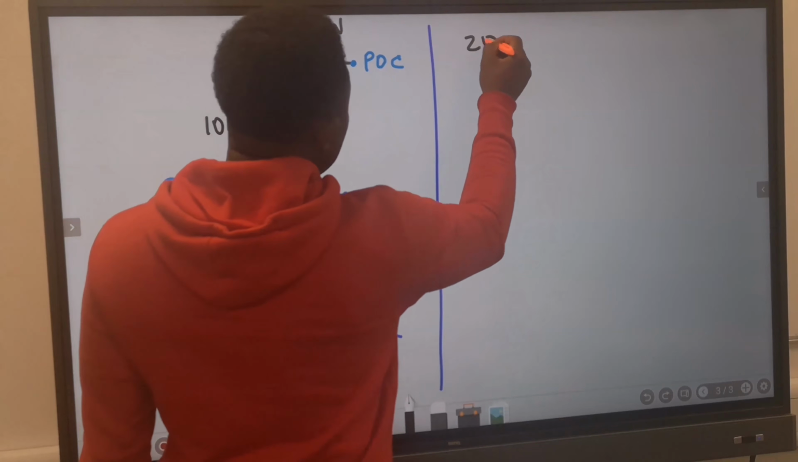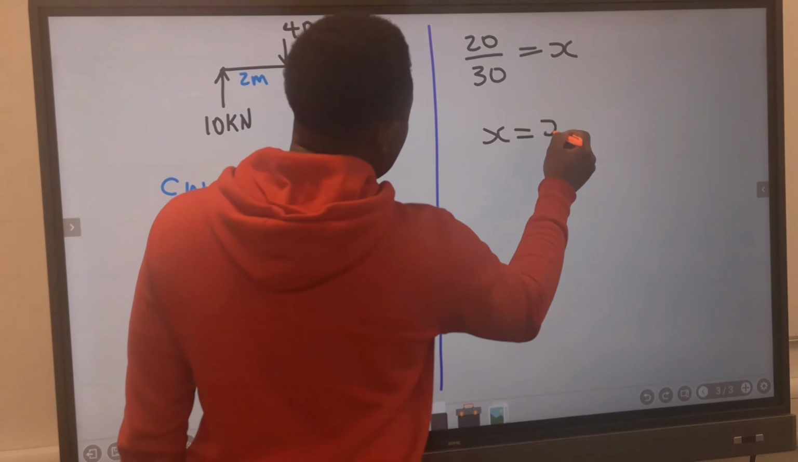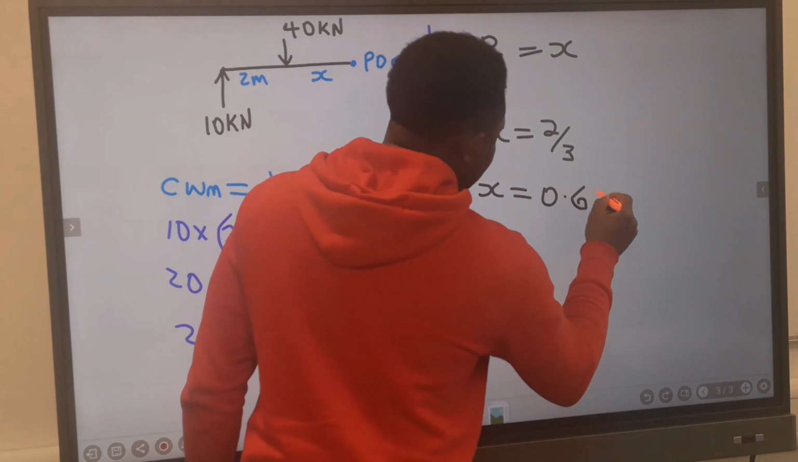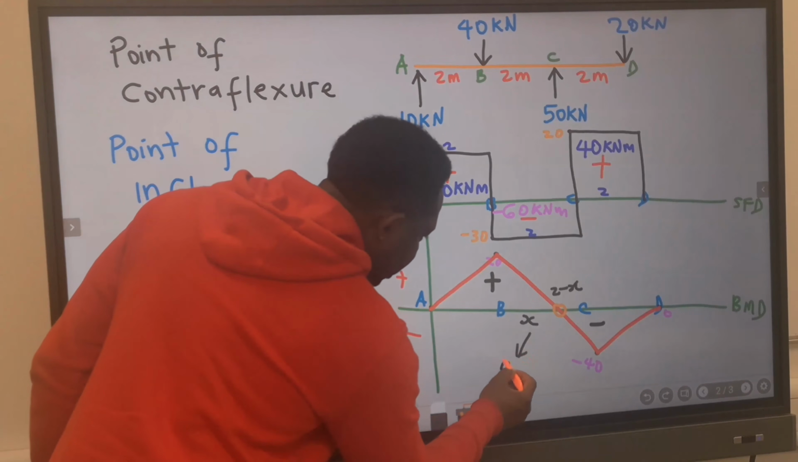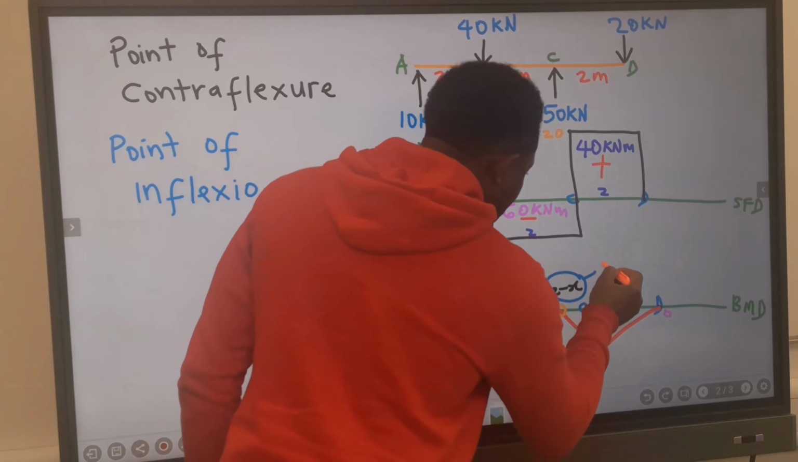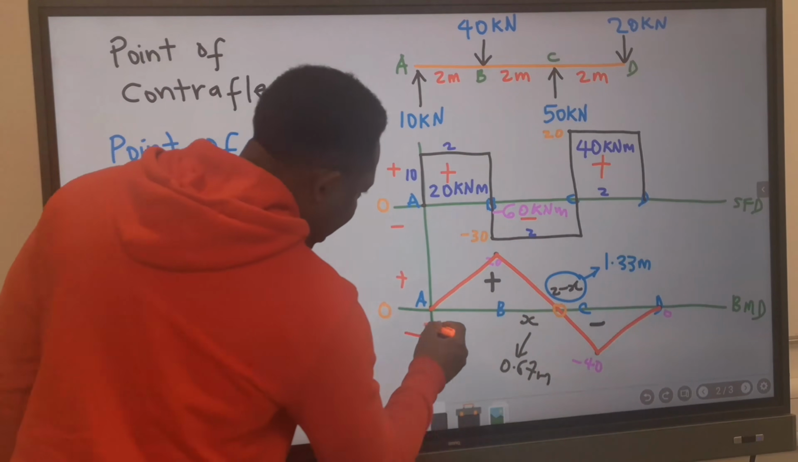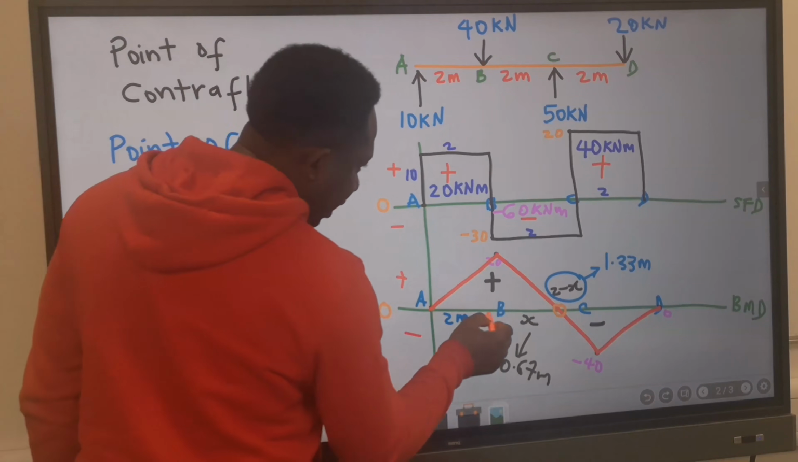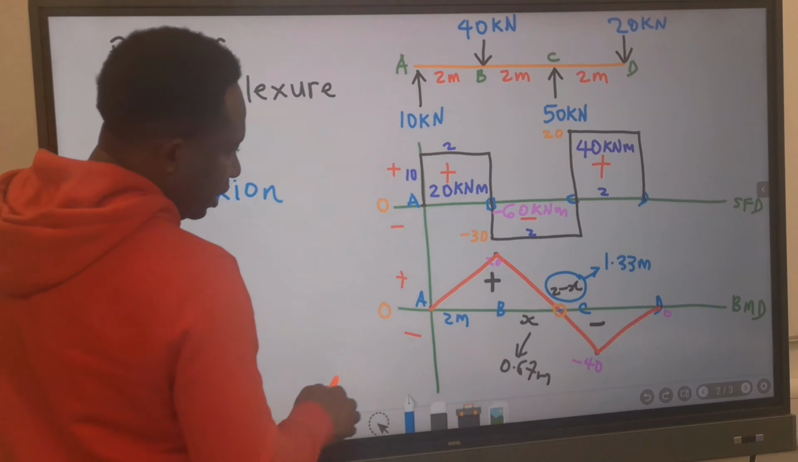Here we are going to have 20 divided by 30 is x, and you see that your x is 2 over 3 and your x is 0.67 meters. If here x is 0.67 meters, then this remaining part will give us 1.33 meters. Remember that this side is 2 meters. Hence, from point A to this very point of contraflexure is 2.67.